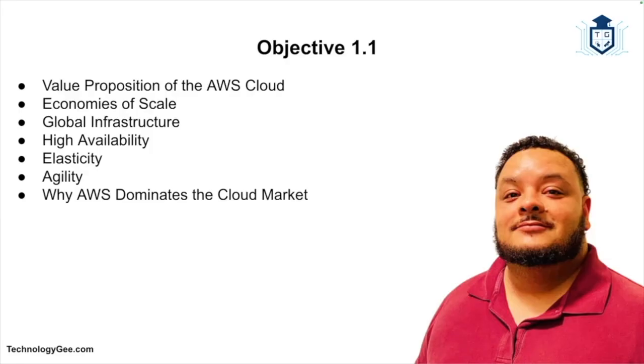So I'm going to break down the value proposition of the AWS cloud in terms of why organizations are moving to it, what makes it powerful, and how concepts like economies of scale, global infrastructure, high availability, elasticity, and agility all come together to create one of the most dominant platforms in modern computing.